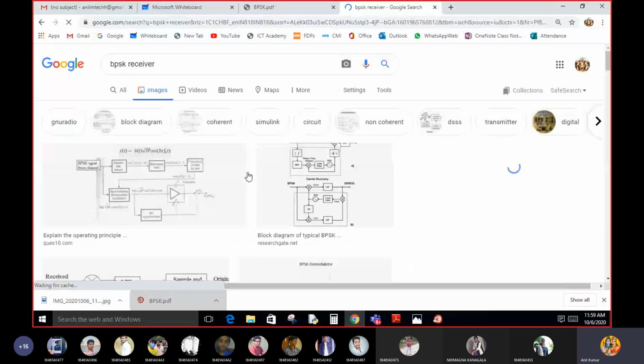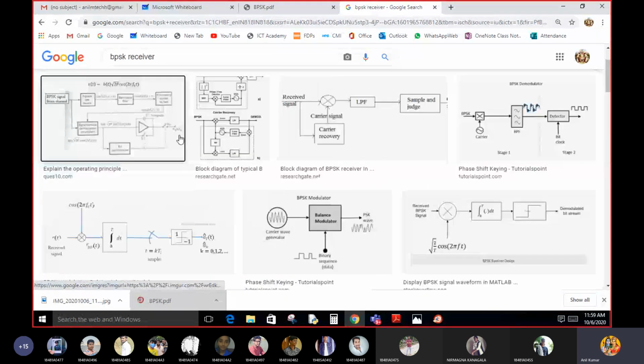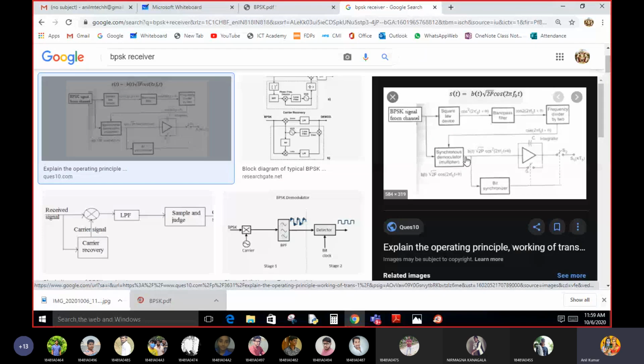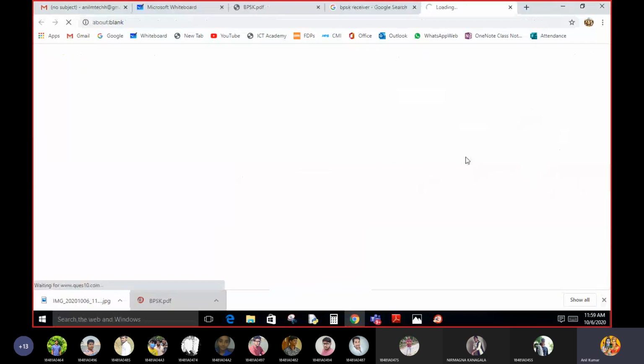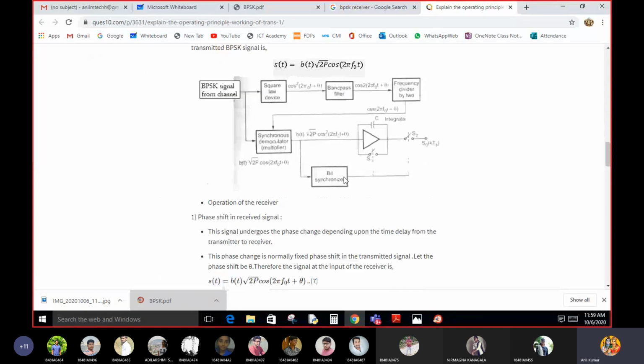So this, everyone of you, please take down this one. So this is your block diagram.